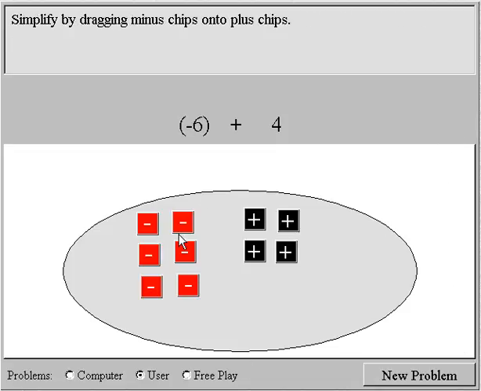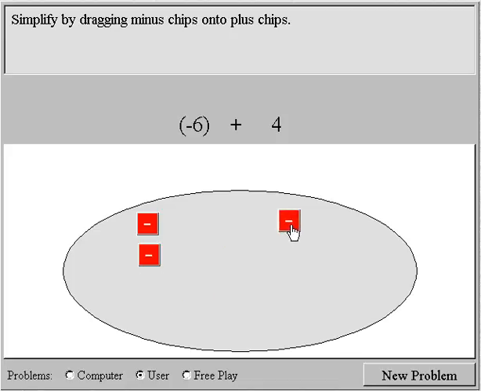The next thing I'm going to do is match a negative chip with a positive chip, a red with a black. And when you combine them, you match them, it disappears because it becomes 0. A red chip with a black chip, it disappears. A red chip with a black chip, it disappears.